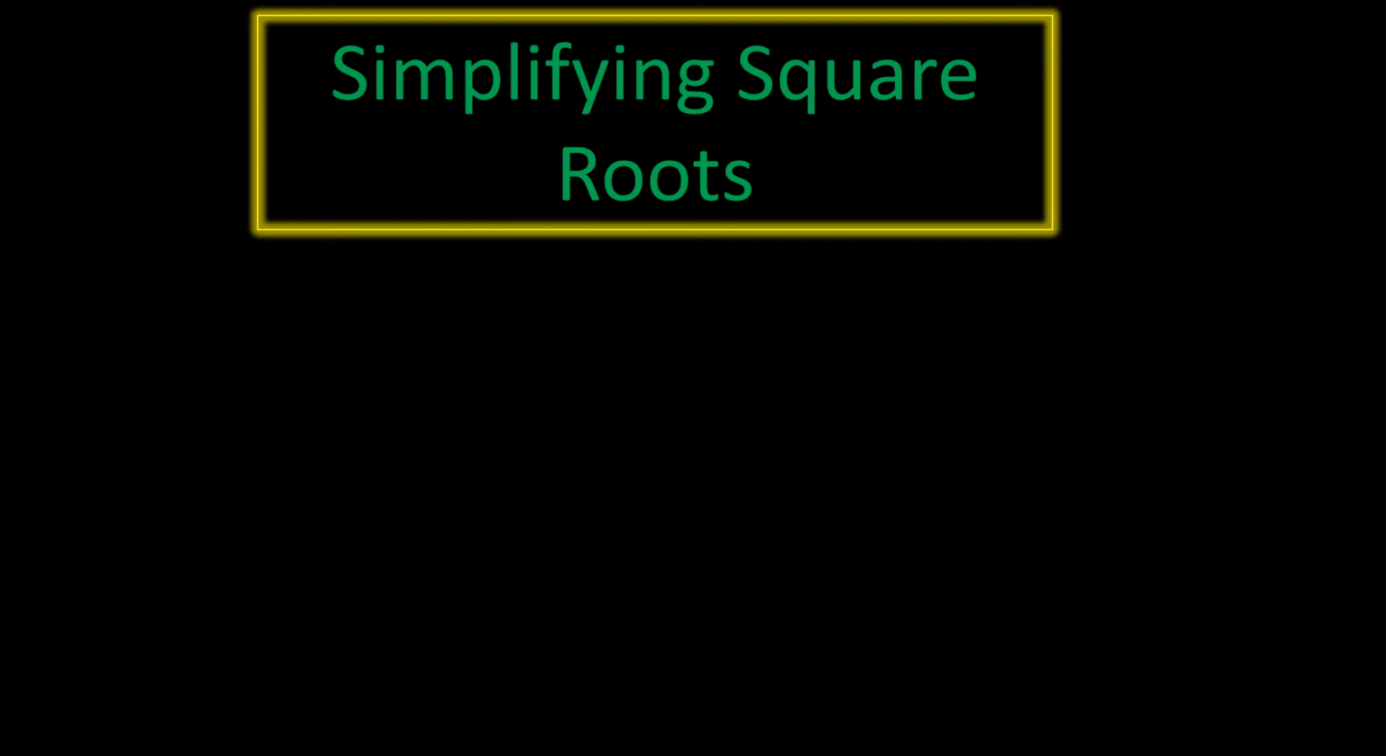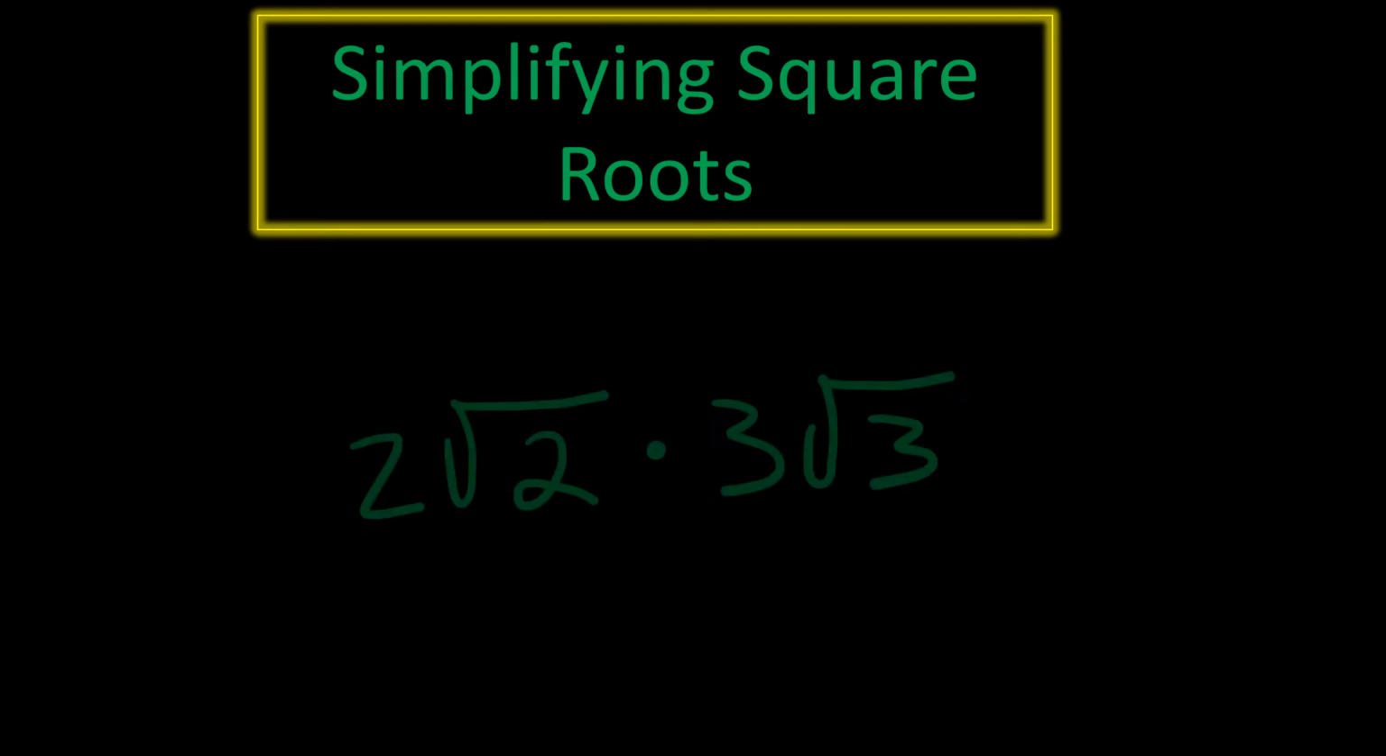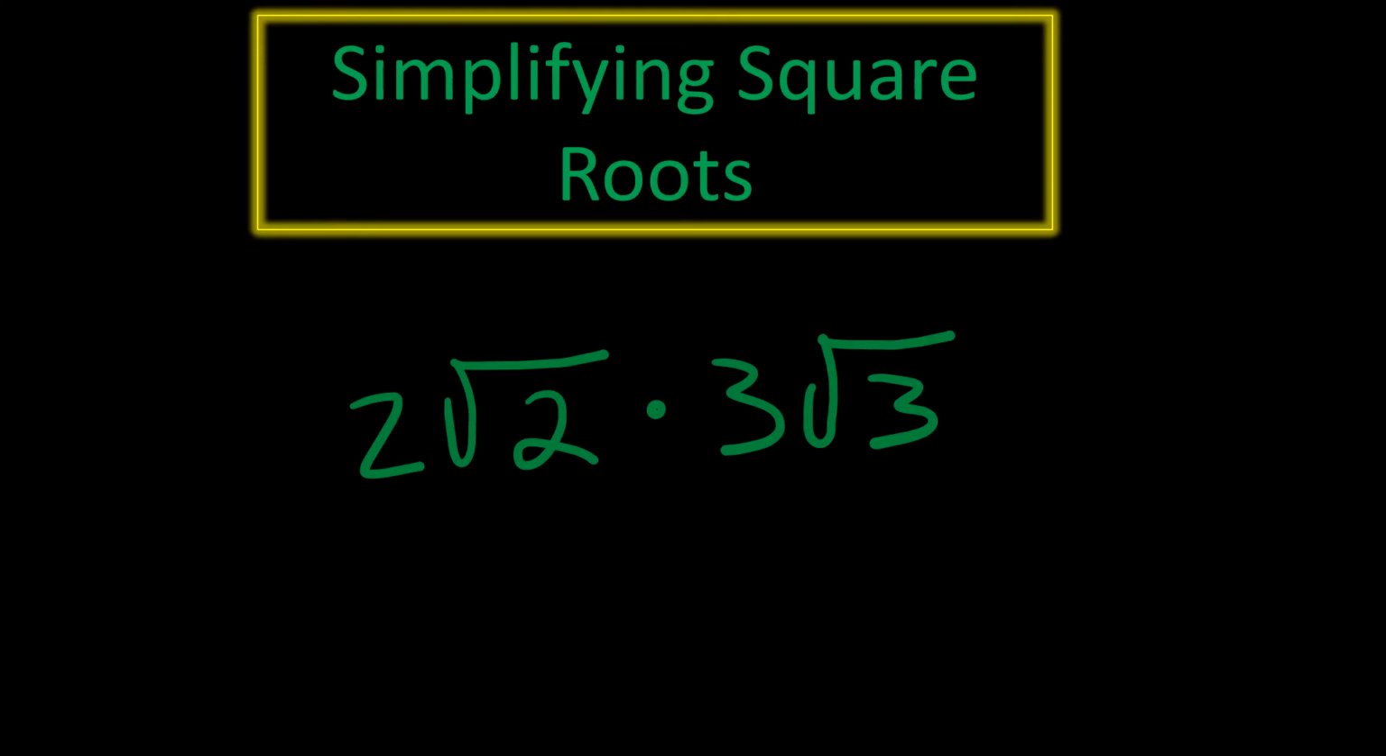Hello, today I want to talk about simplifying square roots. Let's say you have a problem like 2 root 2 times 3 root 3. It's not just two radicals being multiplied together. You now have two coefficients. You have the 2 on the 2 root 2, and you have the 3 on the 3 root 3.